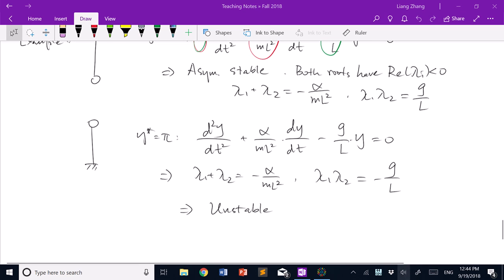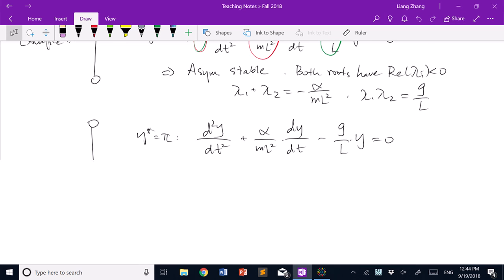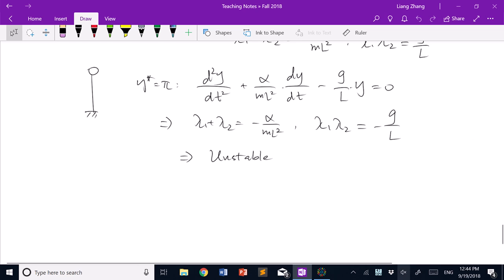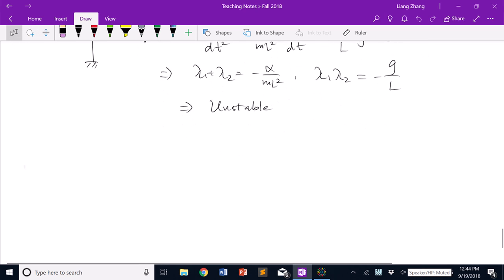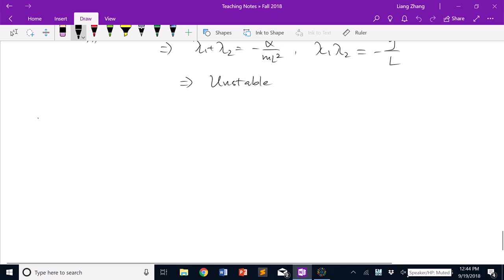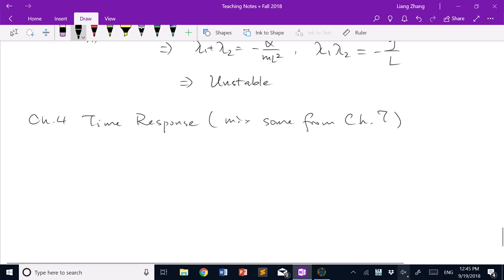Alright class, let's proceed. So now we'll start a new chapter. This chapter will be chapter 4 in your textbook. Chapter 4. And it's all about time response. Most material will be chapter 4 in the textbook, but we'll mix some from chapter 7 as well, okay, which is focused on kind of the steady state response.